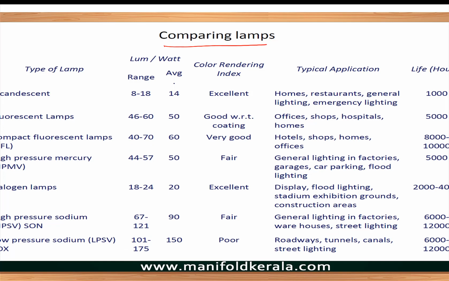So comparing the lamps, incandescent lamps, you can see average lumens per watt. Lumens per watt is efficiency, luminous efficiency or efficacy. So it is 14. For fluorescent lamps it is 50. For CFL it is 60. HPMV 50. Halogen lamps 20. High pressure sodium vapor 90. Low pressure sodium vapor 150. Understand?